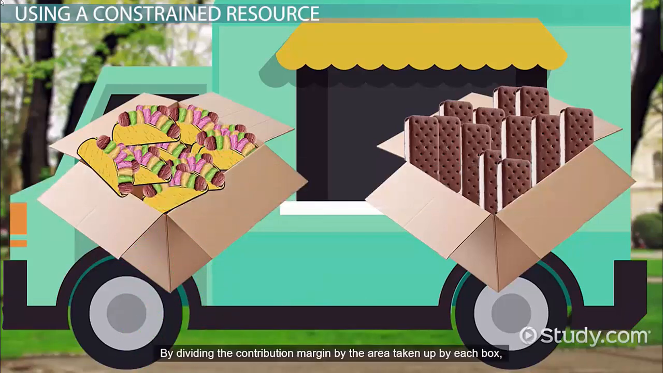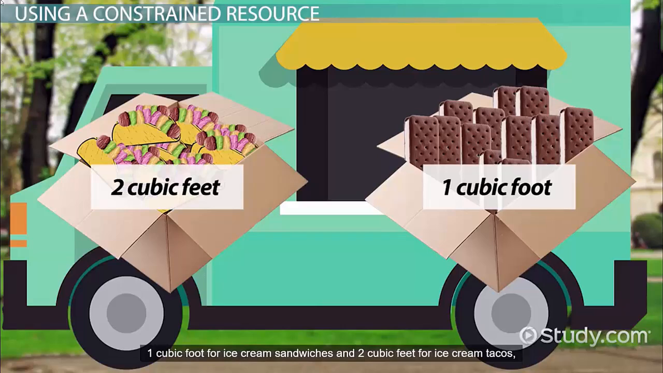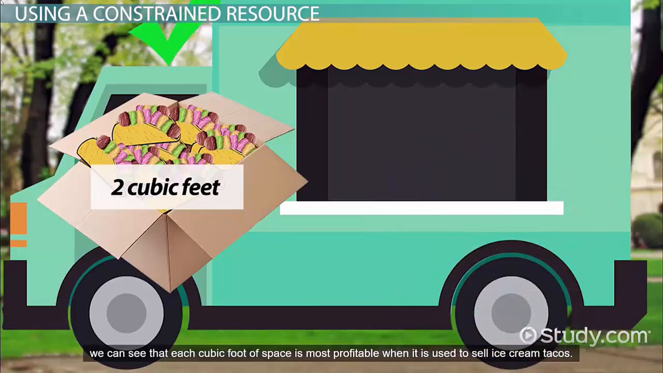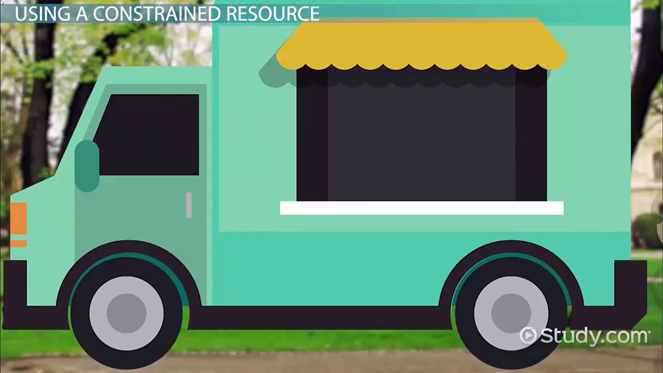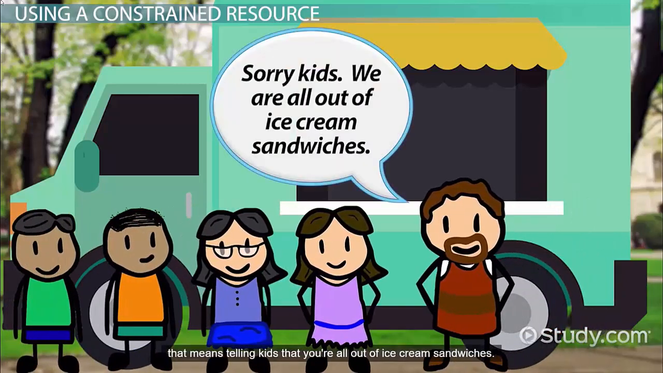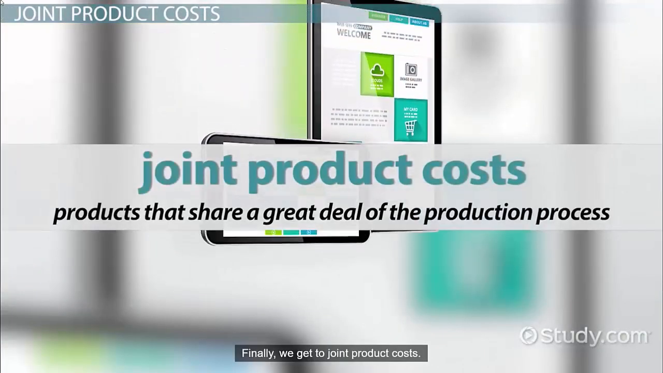By dividing the contribution margin by the area taken up by each box, 1 cubic foot for ice cream sandwiches and 2 cubic feet for ice cream tacos, we can see that each cubic foot of space is most profitable when it is used to sell ice cream tacos. For an ice cream truck driver aiming for profits, that means telling kids that you're all out of ice cream sandwiches.